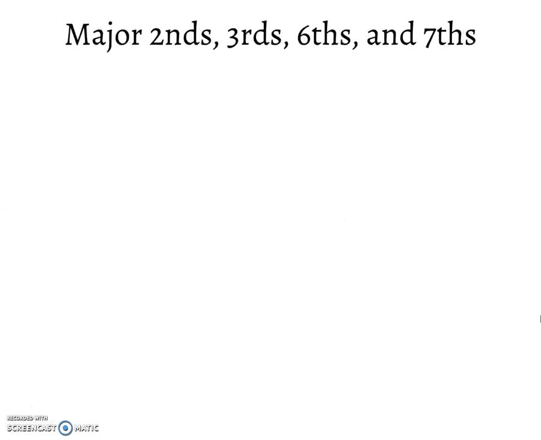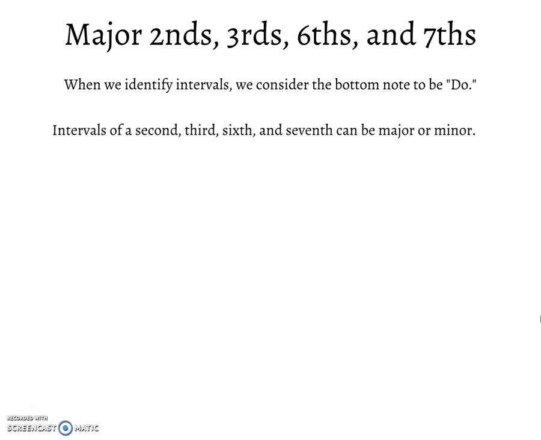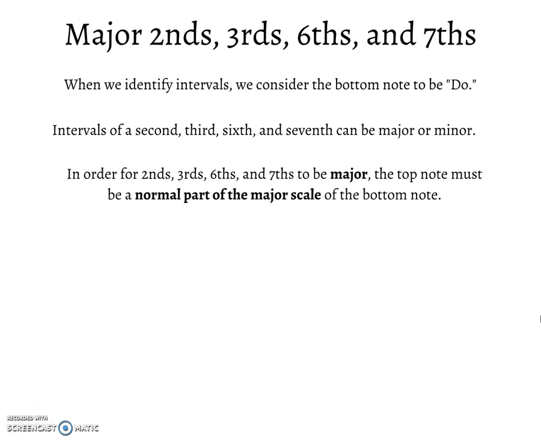Major seconds, thirds, sixths, and sevenths. We're dealing with do as the bottom note of our interval. We're pretending that that is do even if it's not in that place in the song that we're finding the interval. 2, 3, 6, and 7. They can be major or minor. In order for them to be major, the top note of the interval must be a normal part of the major scale of the bottom note. So when we were doing octaves, fourths, and fifths, when the accidental matched, we called it perfect, and now we're calling it major.